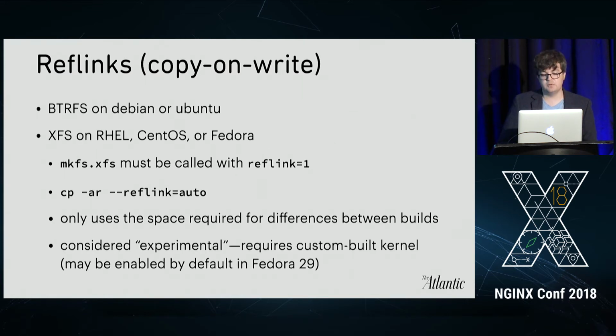On Debian or Ubuntu, a partition would need to be formatted as BTRFS to enable reflinks. We use CentOS, and on Red Hat flavored Linuxes, you can create an XFS partition with reflinks. Currently, using XFS with reflinks also requires installing a custom-built kernel with a reflink flag enabled. There's discussion of making reflinks enabled by default in Fedora 29.